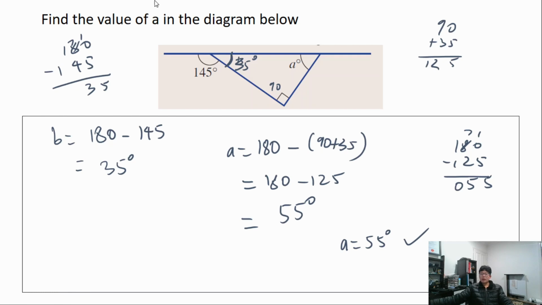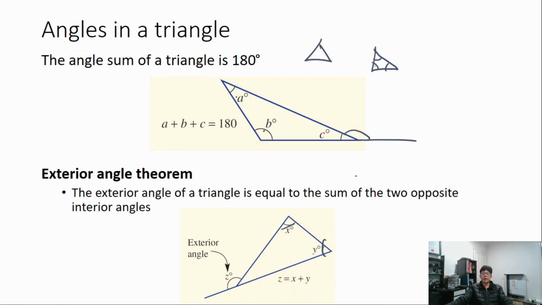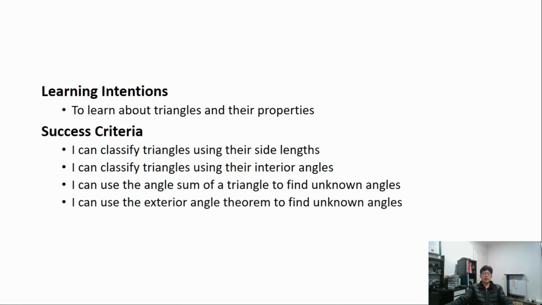Alright, so that brings us to the end of this lesson. Hopefully you guys do have a better understanding of triangles now, and you guys know how to classify triangles using both the side lengths and the interior angles. You guys can use the angle sum of a triangle to find the unknown angles, and you guys can use the exterior angle theorem to find the unknown angles.